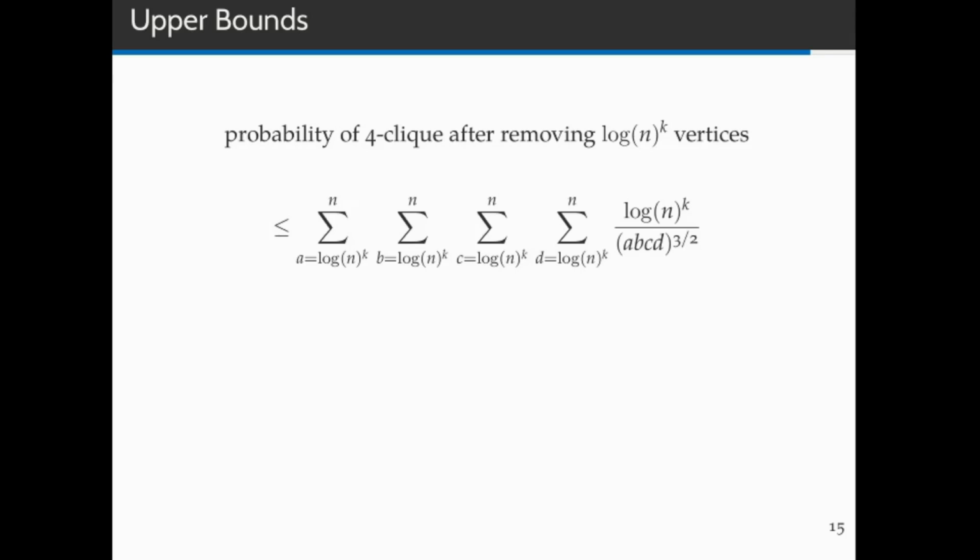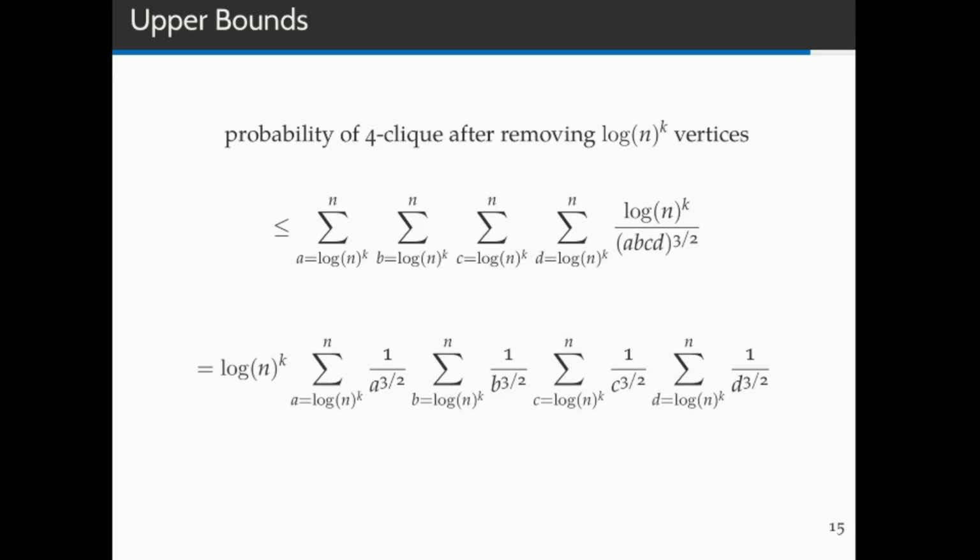Now we can rearrange the term a little bit and we get the following. We just pulled everything out of the sum as far as possible. And you can bound each of the 4 sums by something like log n to the minus k/2. So you get 4 times log n to the minus k/2, which is log n to the minus 2k times log n to the k, which is something that converges to 0. So we just bounded the probability of a 4-clique after removing some logarithmic number of vertices and showed that the probability of the 4-clique occurring converges to 0.